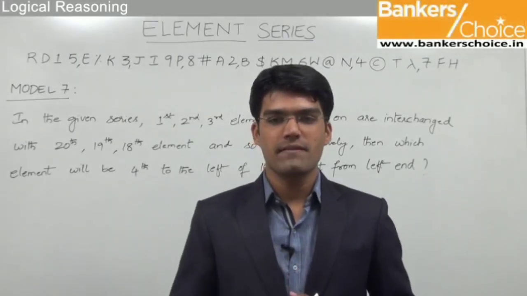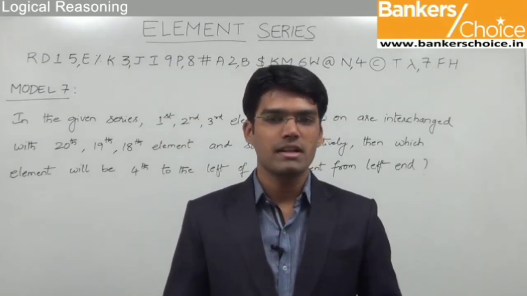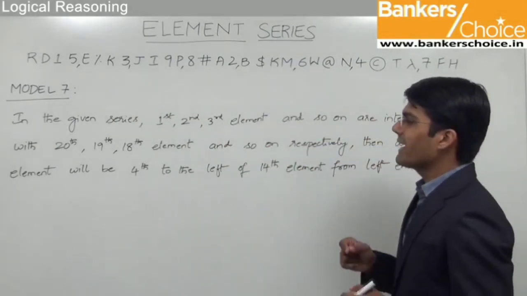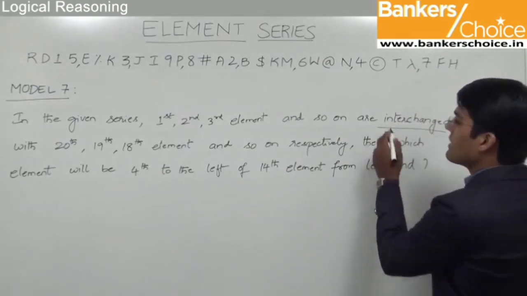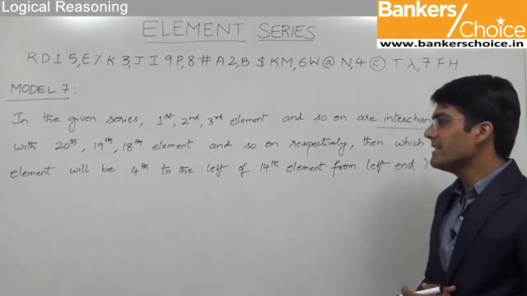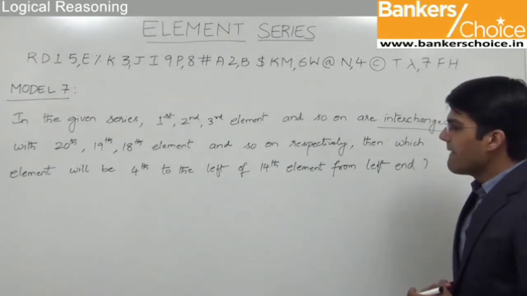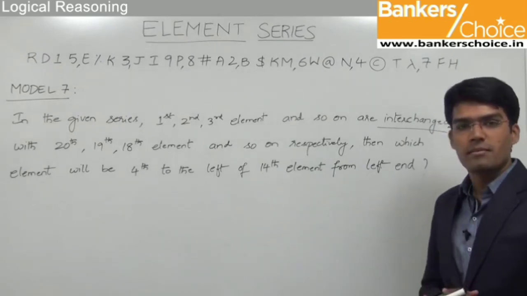Let us now discuss the seventh model from element series, which is again based on the fourth model with a given condition. The question is, in the given series, first, second, third element and so on are interchanged with 20th, 19th, 18th element and so on respectively. Then which element will be fourth to the left of 14th element from the left end?